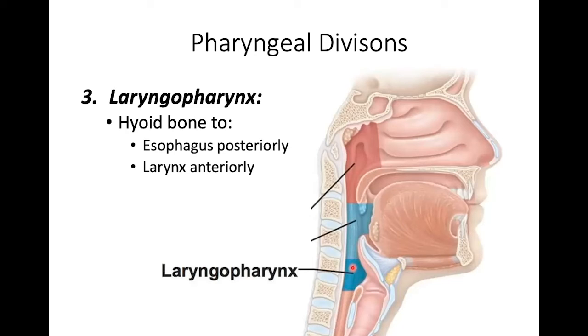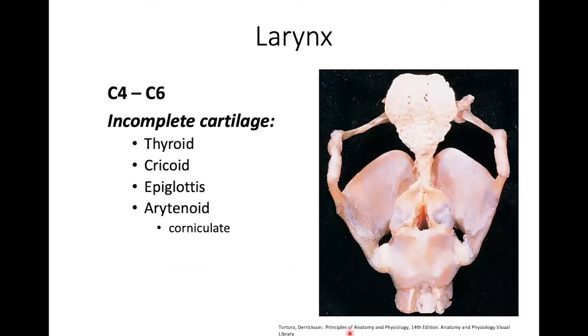And you can see here that the laryngopharynx actually connects directly to the esophagus and then anteriorly connects to the larynx. And so when we swallow food, the food bolus is pushed back by our tongue and is more likely to move posteriorly down the esophagus. And when we breathe in, we're drawing that air in, and so it's more likely to move anteriorly.